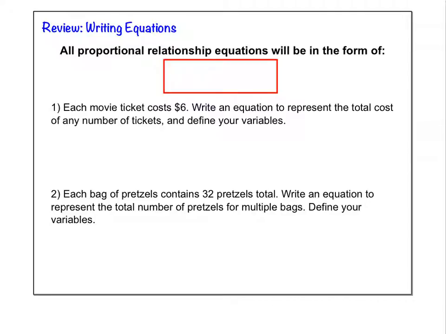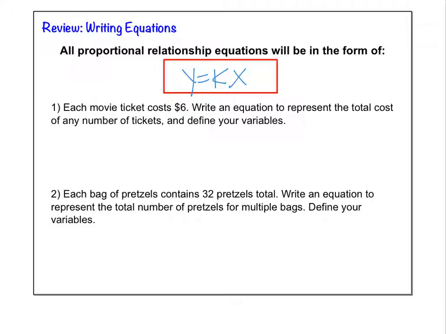So before we get into the new stuff, let's look at the types of writing equation problems that we have been doing. So for these, always keep in mind that all proportional relationship equations will be in the form of y equals kx. So that's always like your end goal. Get your specific k and put it back into that form.